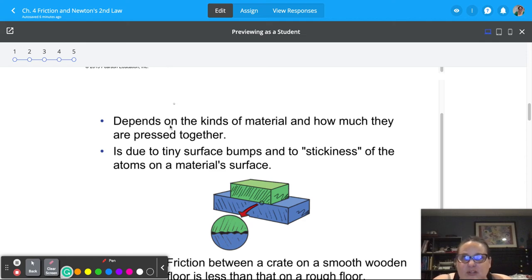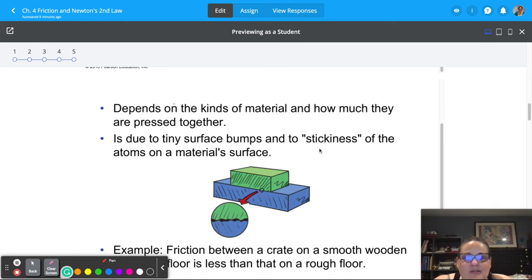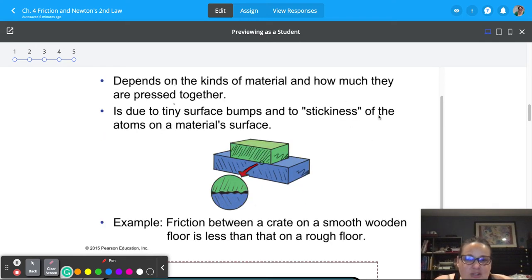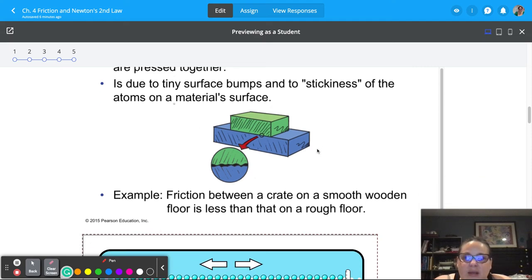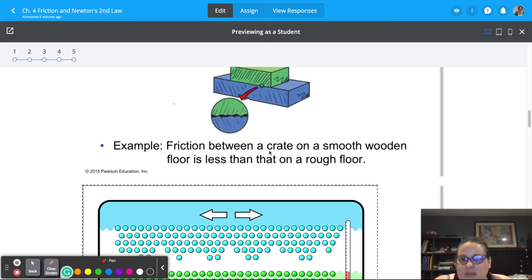Different materials have different frictions. So if you can imagine rubbing your hand across a table versus across asphalt, it's going to be different. And this is just due to microscopic differences and stickiness, which is just the attraction of the atoms to each other. And it says friction between a crate and a smooth floor is less than if the floor is rough. So it's like trying to push a couch across linoleum or wood floors versus carpet or thick carpet. The rougher the surface, the greater the friction, which is the greater the resistance.